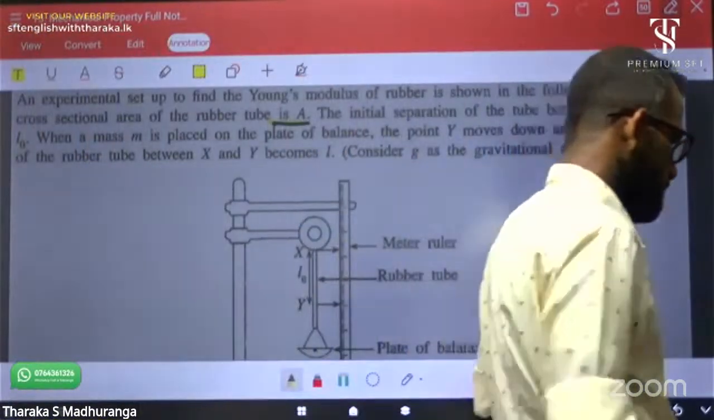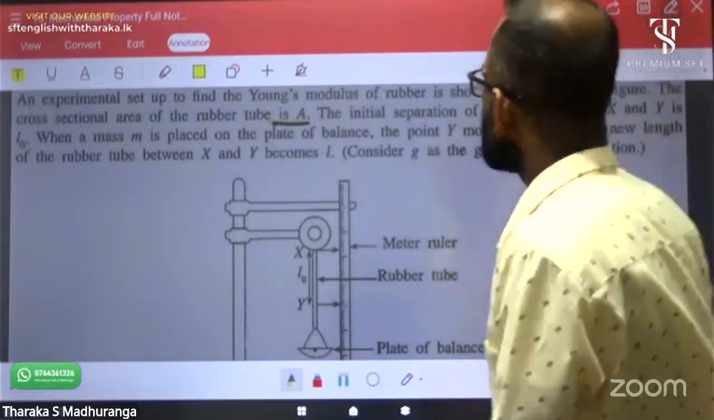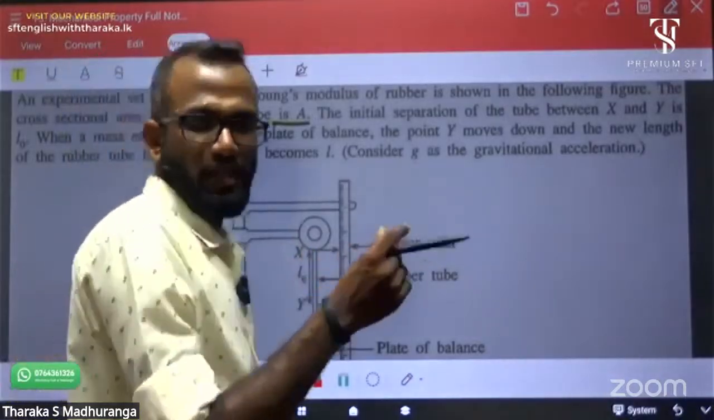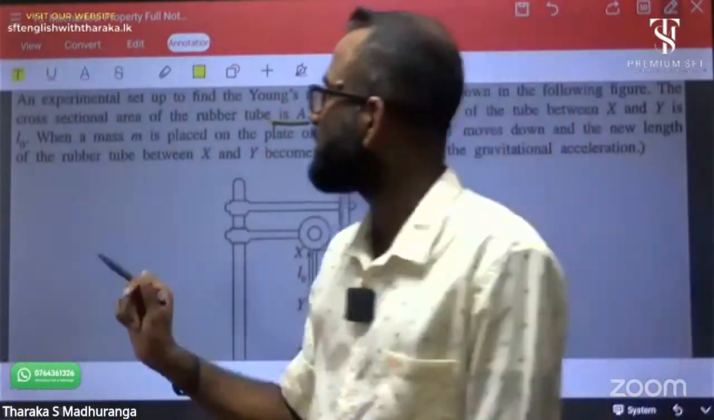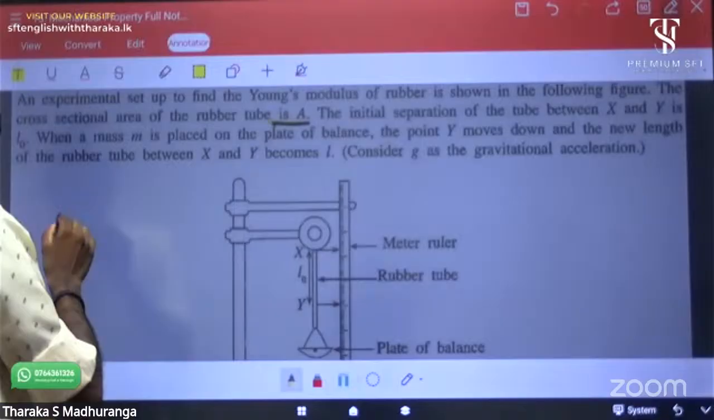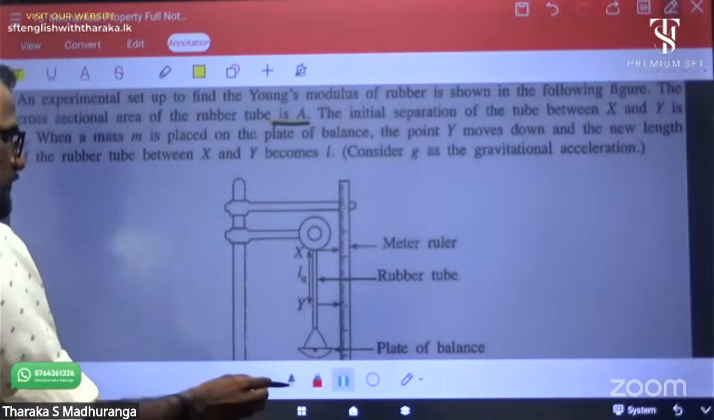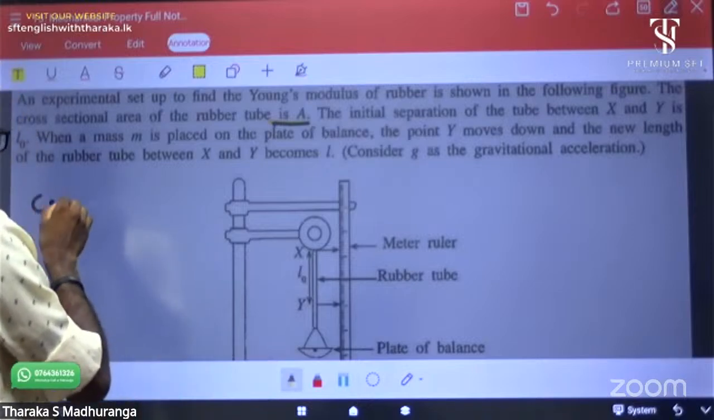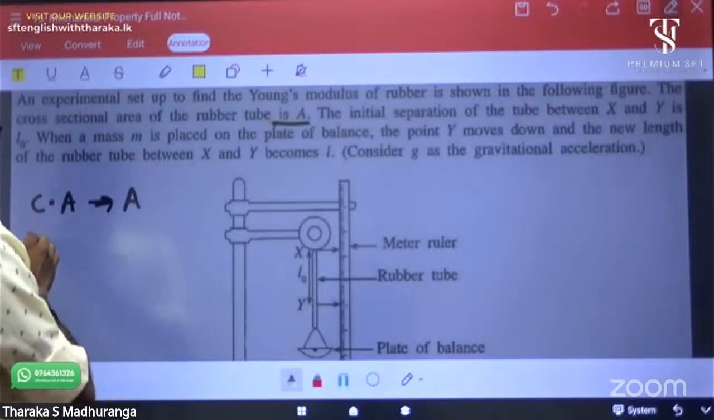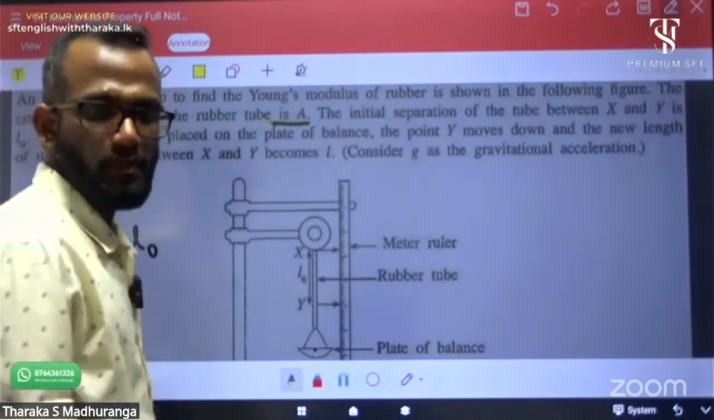What's the meaning of that? The initial separation actually means the initial length. The initial length equals L naught, that means XY. I will summarize this data. The cross-section area is capital A, and the initial length is L naught.